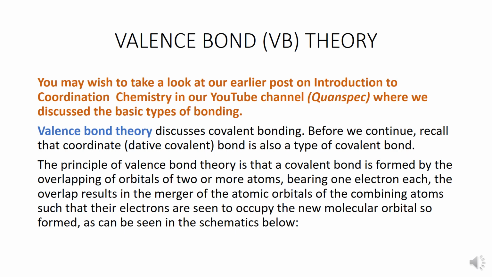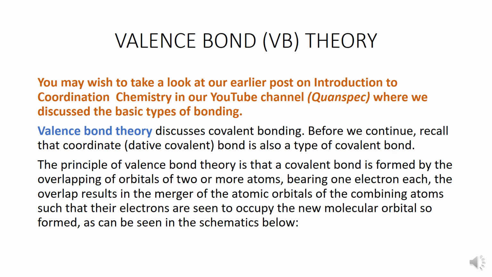Valence bond theory discusses covalent bonding. Remember, we had said you have ionic and covalent, and within covalent, you have true covalent and dative covalent. So, for this reason, when we say valence bond theory and we mention covalent, you should have in mind that we are also talking about dative covalent as discussed by valence bond theory.